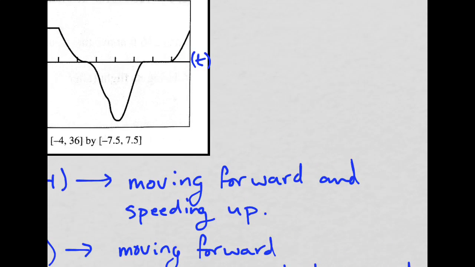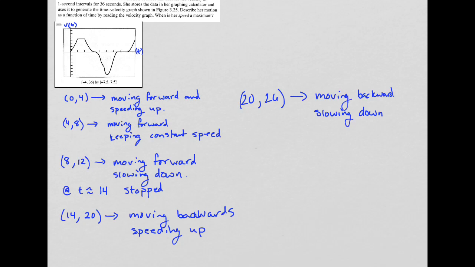From 20 to, that was what, 24, 25, 26 about. She is still going backwards because the velocity is negative. However, her velocity is getting closer and closer to 0. So she's slowing down. Hopefully that makes sense. I'm taking a lot of time to explain this because I think you might even need to rewatch it just because it is a little bit confusing.